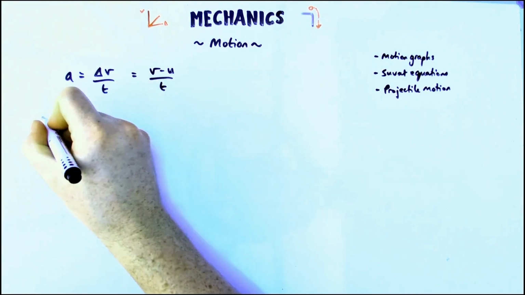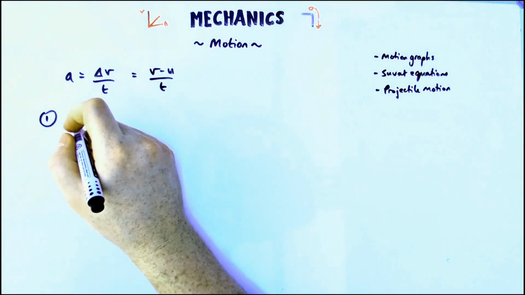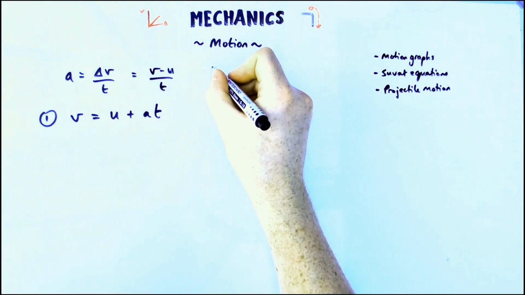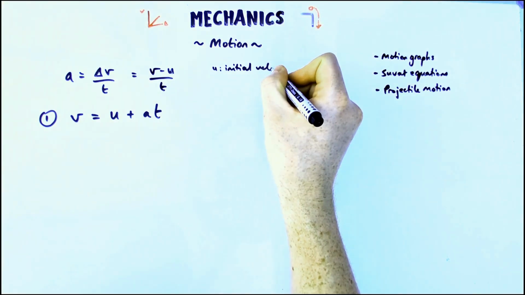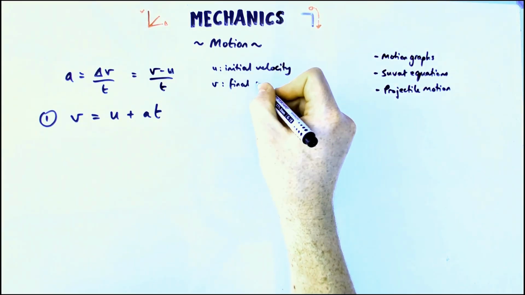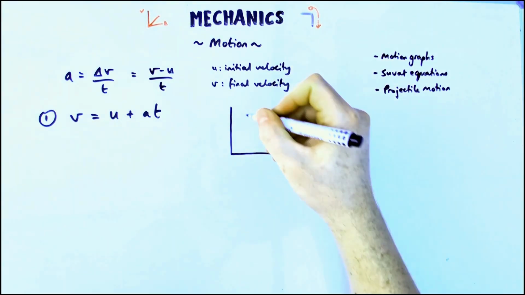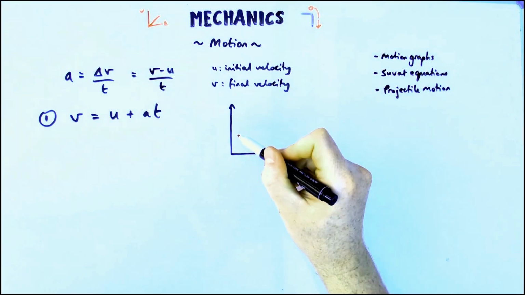Next, we're going to look at SUVAT equations, or equations of motion. Where do they come from and how do we use them? So we're going to derive each of them from this initial equation, which is the definition for acceleration, change of velocity divided by time, or v minus u over t. Now, if we rearrange that to make v, the final velocity, the subject, we should find that v equals u, the initial velocity, plus at.